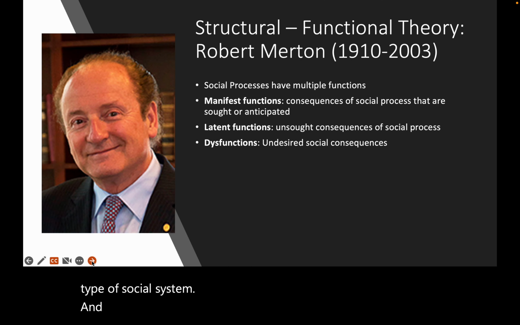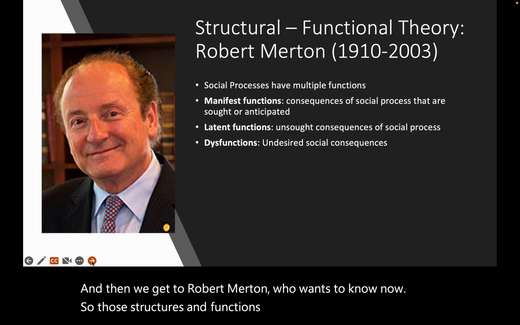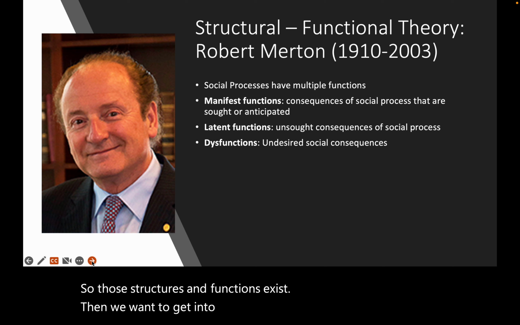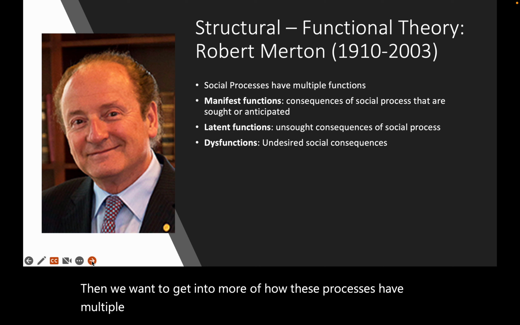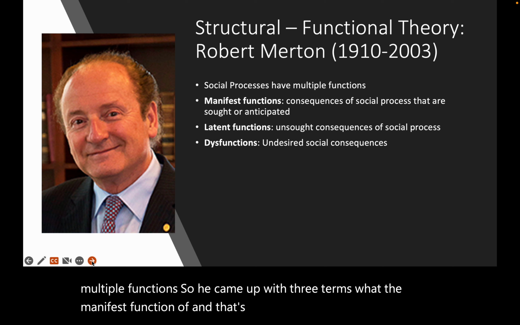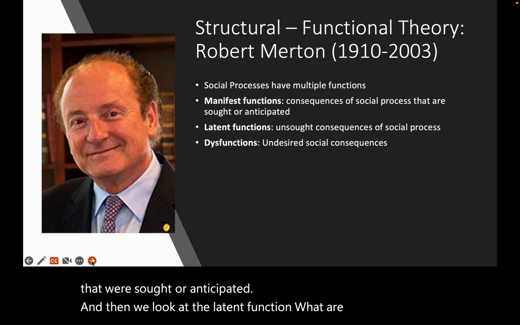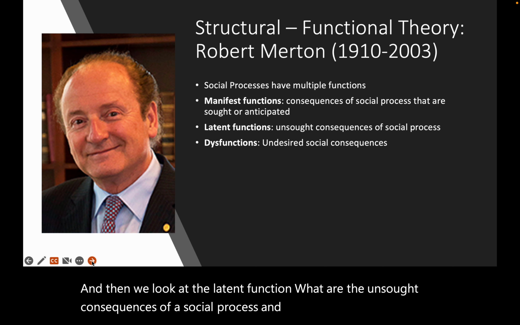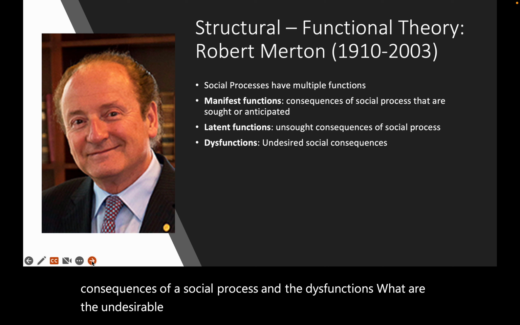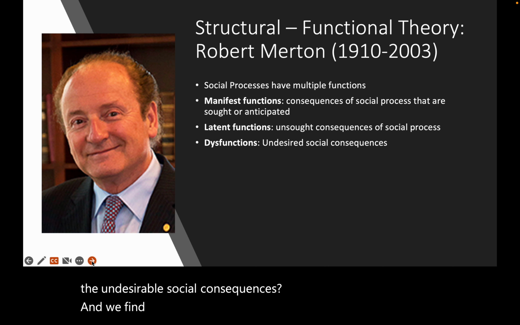And then we get to Robert Merton, who wants to know now, so those structures and functions exist. Then we want to get into more of how these processes have multiple functions. So he came up with 3 terms. What the manifest function is, and that's the consequences of social processes that were sought or anticipated. And then we look at the latent function. What are the unsought consequences of a social process? And the dysfunctions. What are the undesirable social consequences? And we find this within any type of system rule.